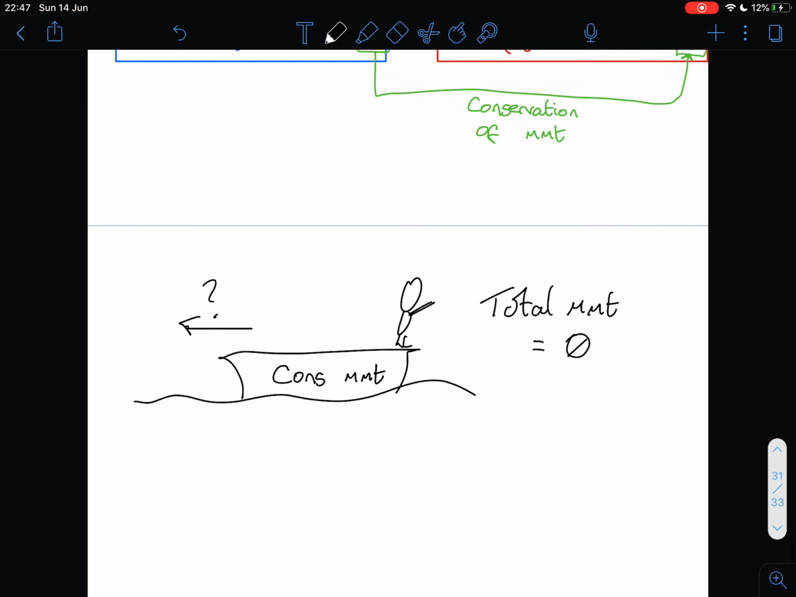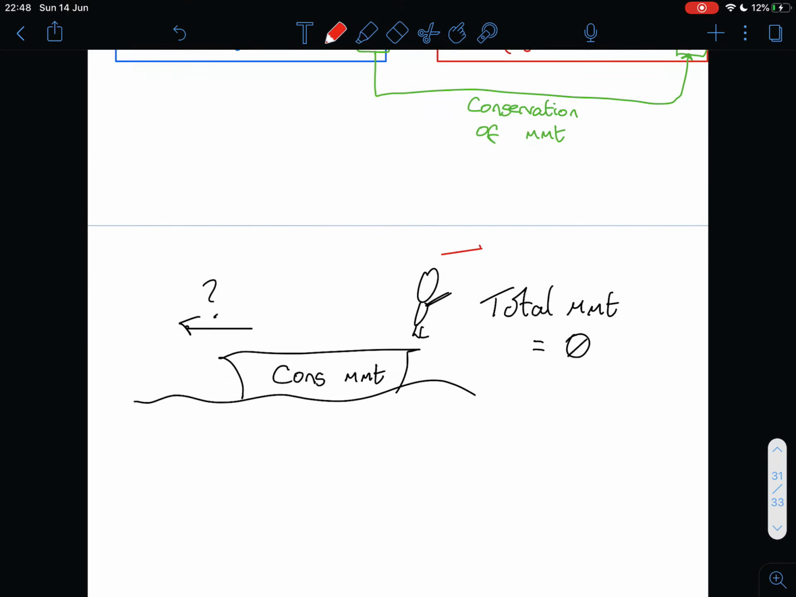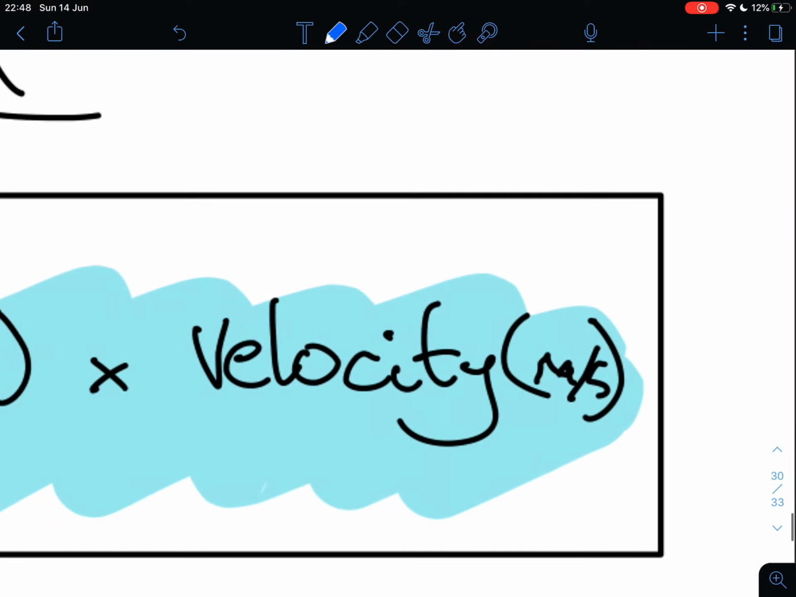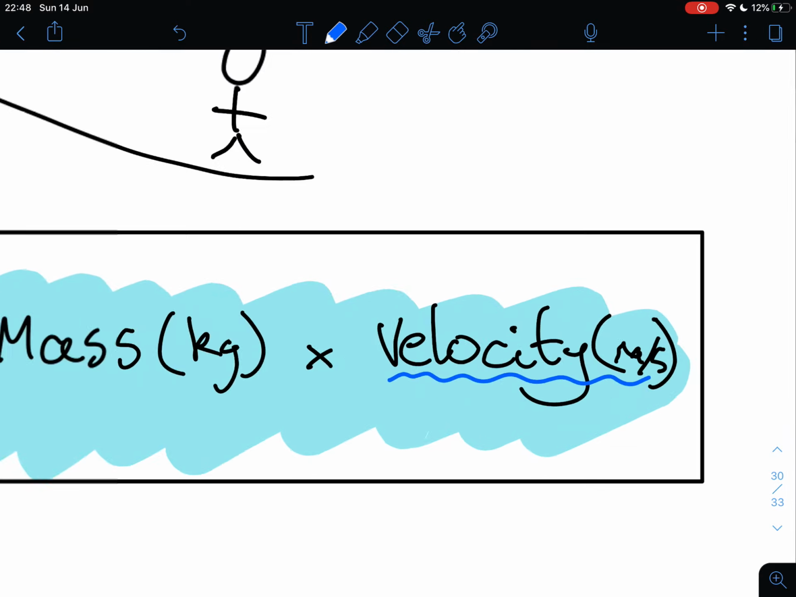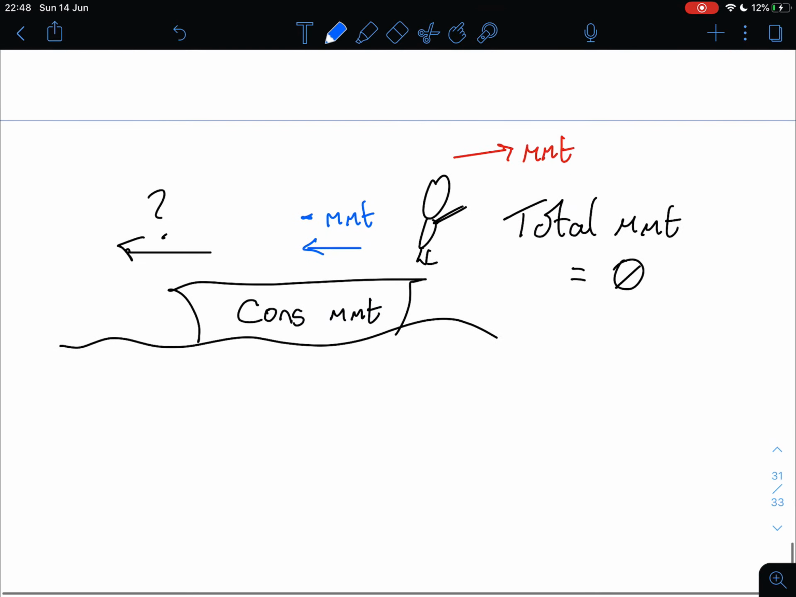When the person jumps forward, though, this person now has a momentum going this way, and to make it all add up to 0, the boat must have equal and opposite momentum. Let's call it negative momentum. Do you remember we talked about vectors having plus and minus numbers? Here's vectors in action. Where did the vector come from? Well, mass times velocity. Do you remember velocity is a vector? So that means momentum is a vector. So there it is in action. This is why you need to learn vectors.